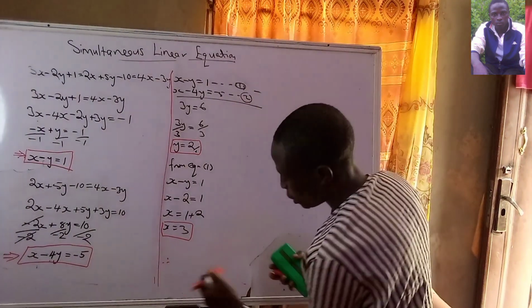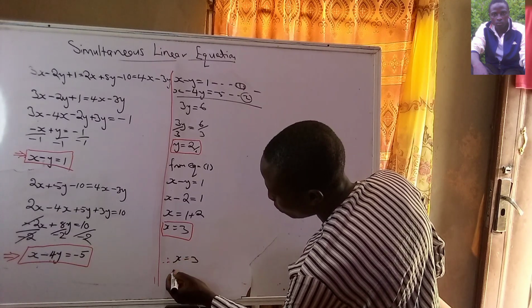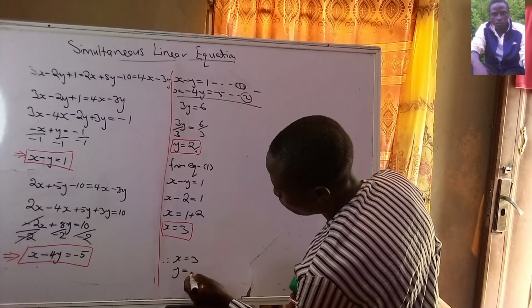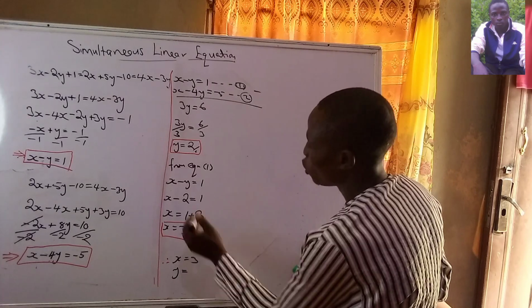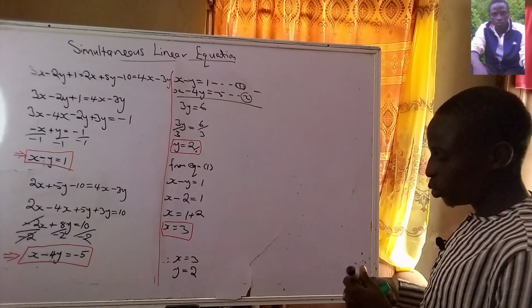Therefore, x is equal to 3 and y is equal to 2.